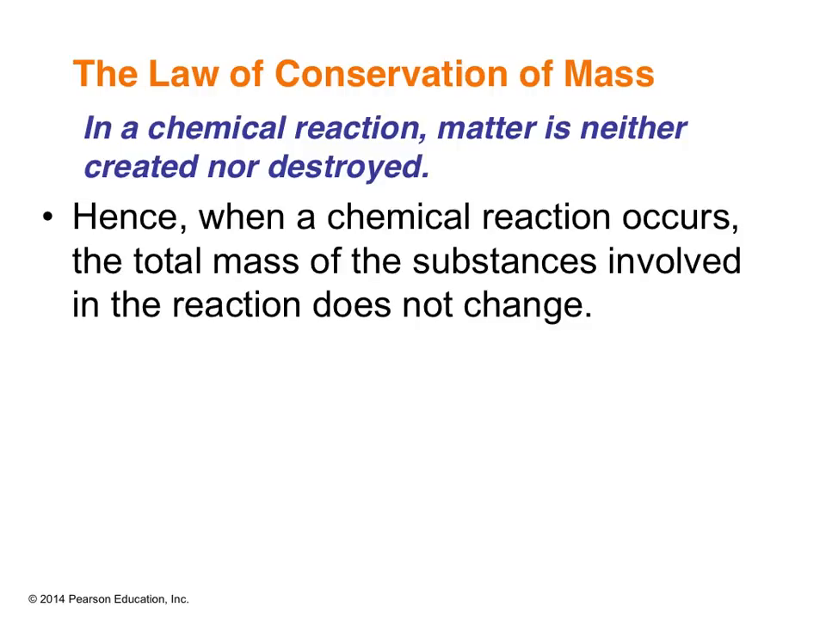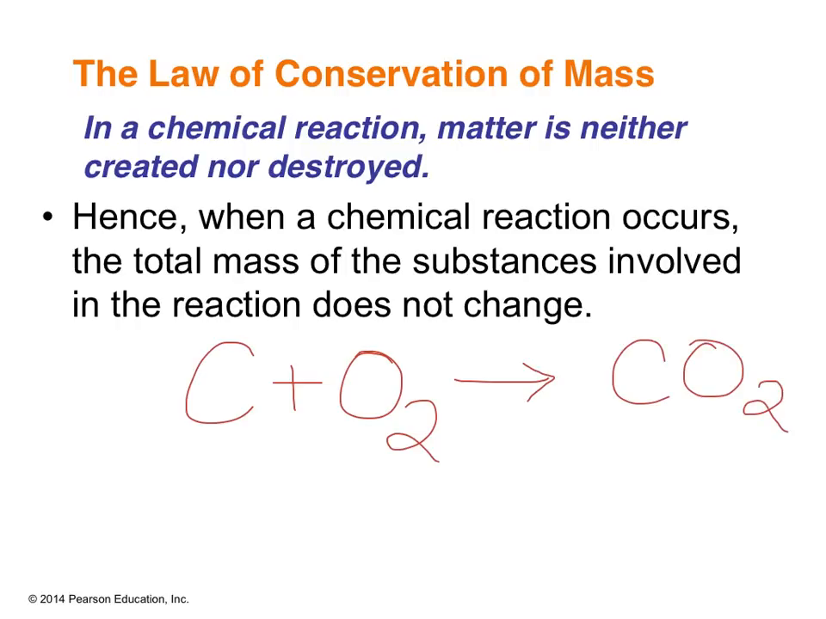In a chemical reaction, matter is neither created nor destroyed. So what does that mean? When a chemical reaction occurs, the total mass of the substances involved in the reaction does not change. So how does that work? If we take a simple reaction, carbon plus oxygen gives carbon dioxide. Again, I'm just taking a hypothetical, very simple reaction. There's a lot more to this, but just so you all understand.